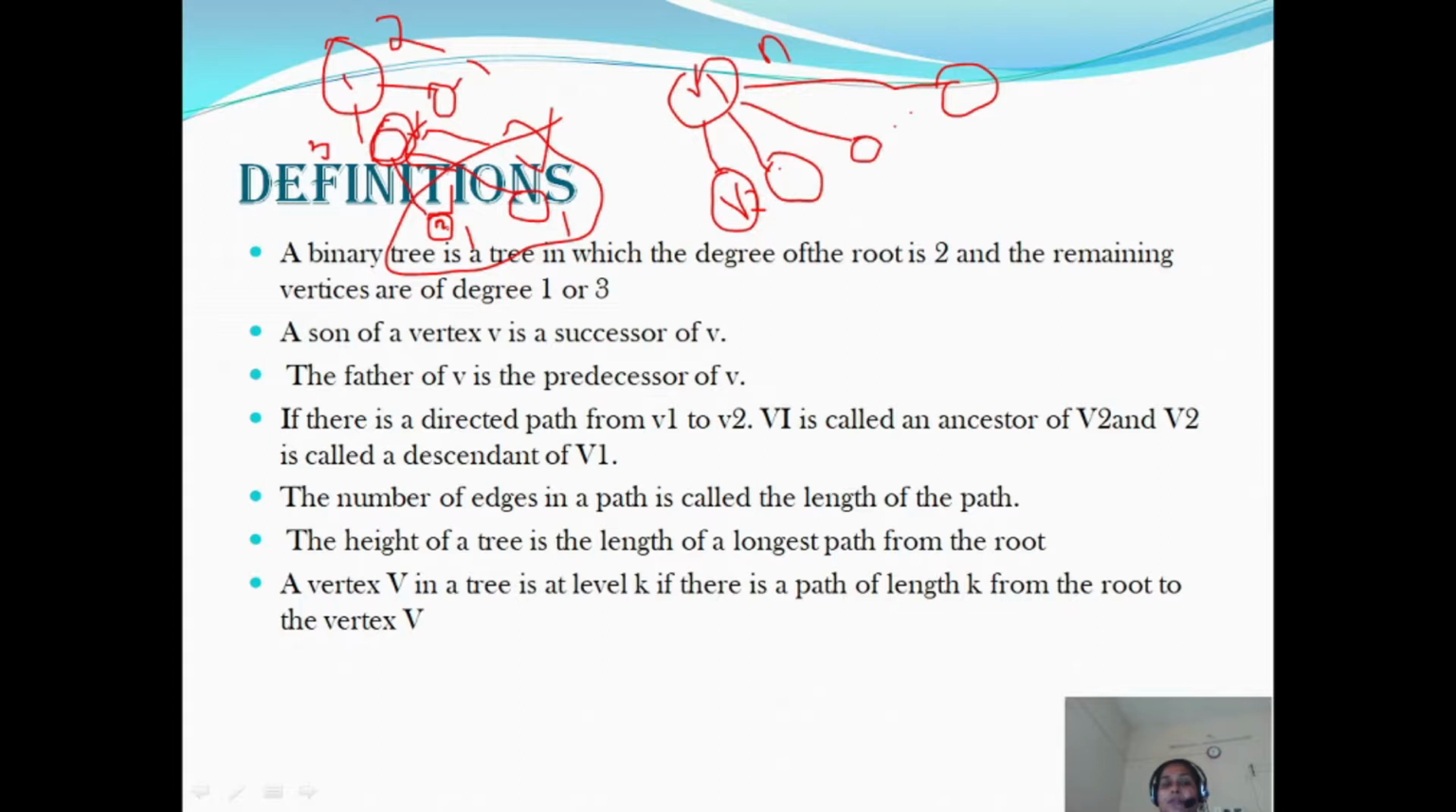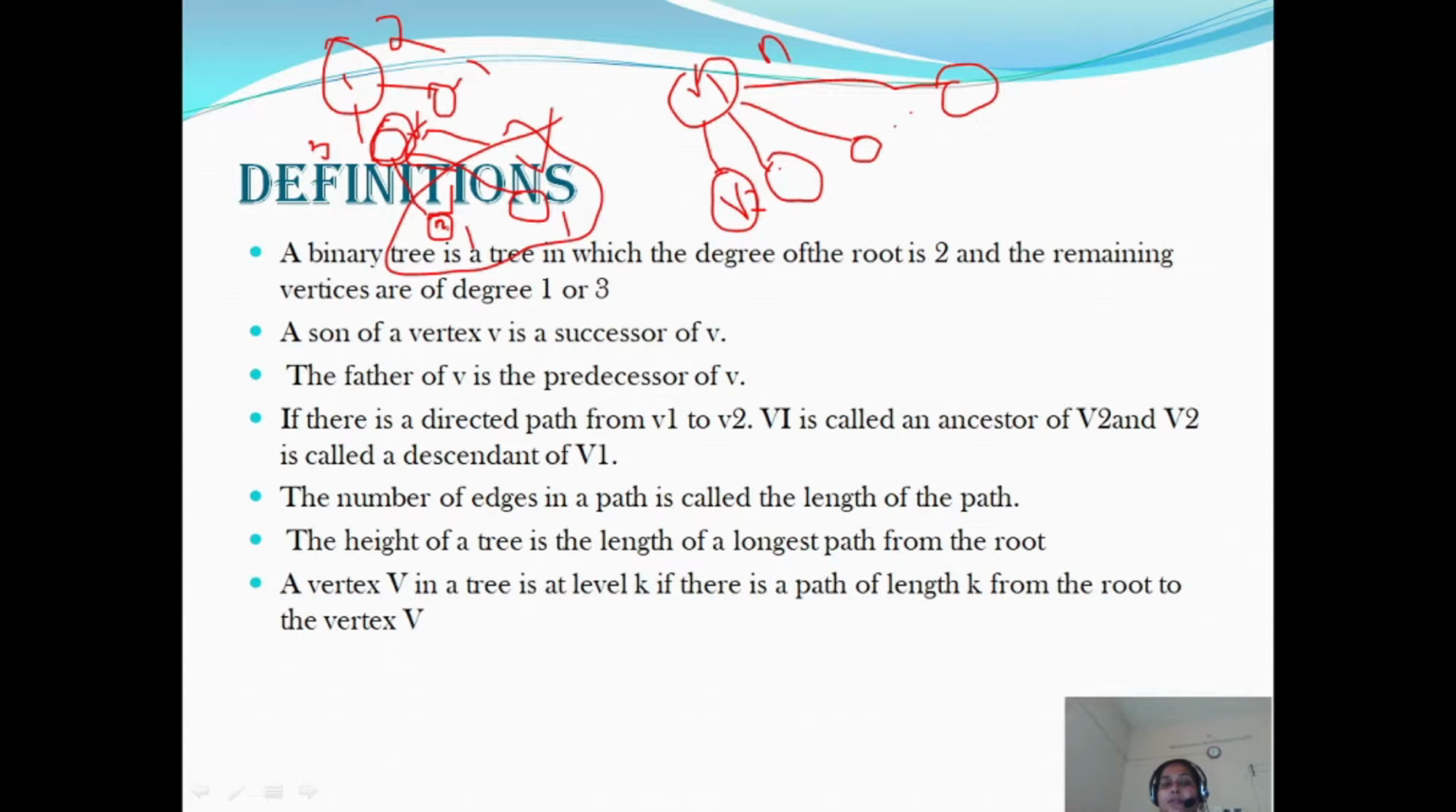For example, this is the tree. This whole tree we are considering. When you take the height of the tree, you take the longest path. For example, here the path length is 2, here the path length is 3. So the height of the tree is 3. Okay.